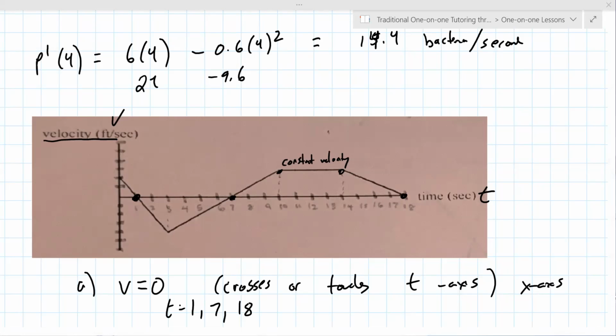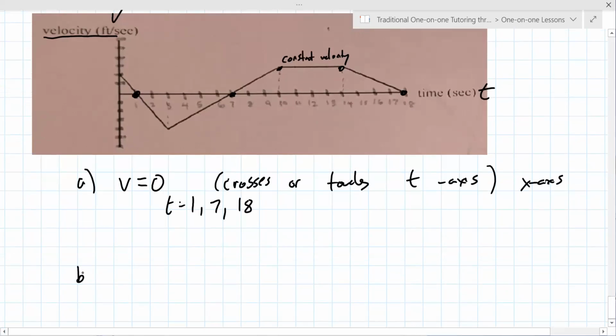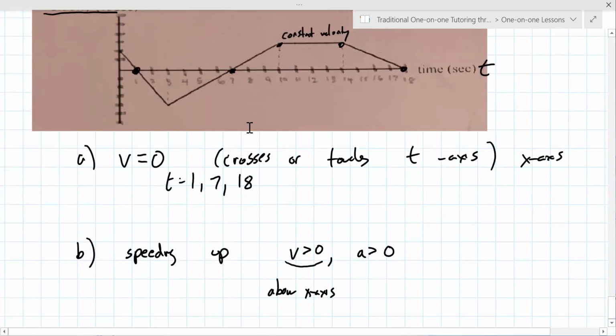When is the particle speeding up? There's a couple of things here. There are two possibilities for speeding up. Speeding up occurs when velocity is positive and acceleration is positive. So let's talk about when velocity is positive for this graph. It's when it's above the x-axis. So the velocity is positive.